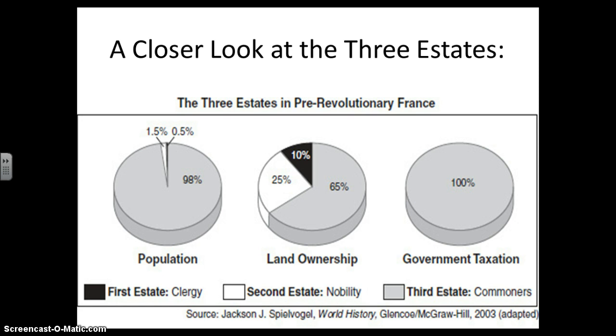And then in the last pie chart, you only see the third estate, because they are paying all of the taxes in France. And unfortunately, a lot of individuals in the third estate do not have the means to pay the taxes. So this is setting up for problems for King Louis XVI in 1789, and we're going to talk about this in the next video, and how this social situation leads us down the road to revolution in 1789.